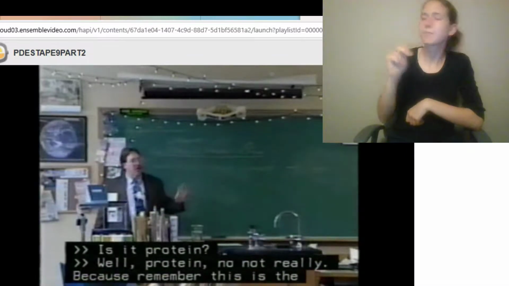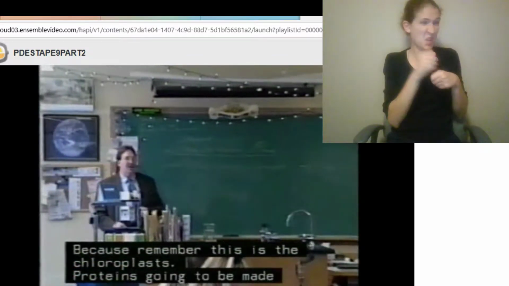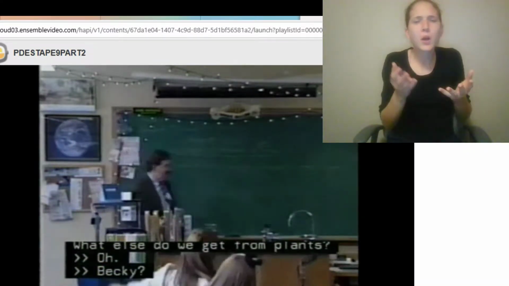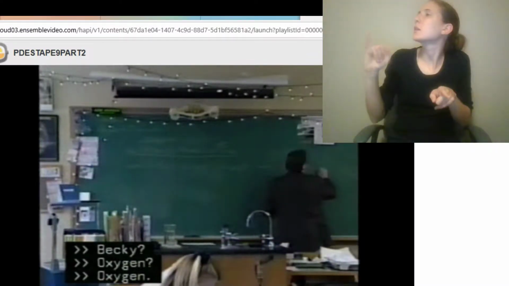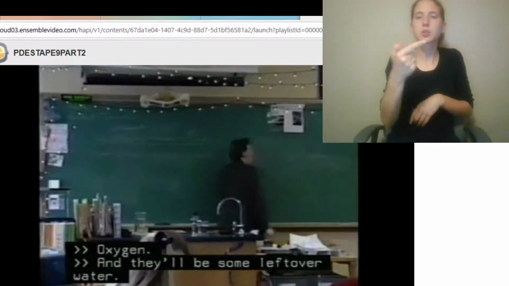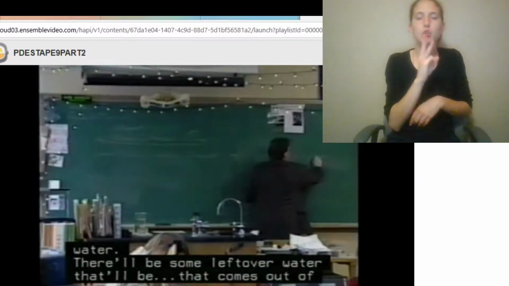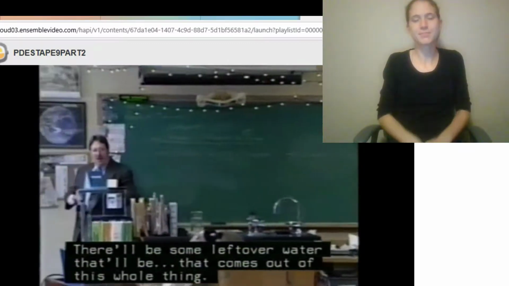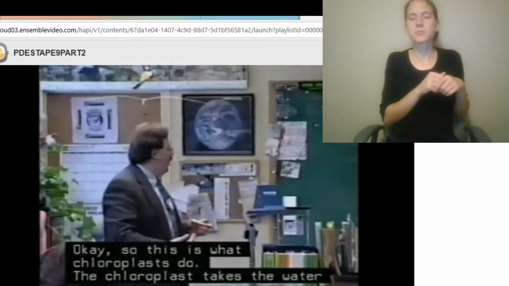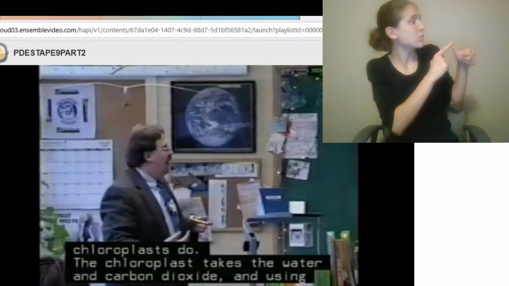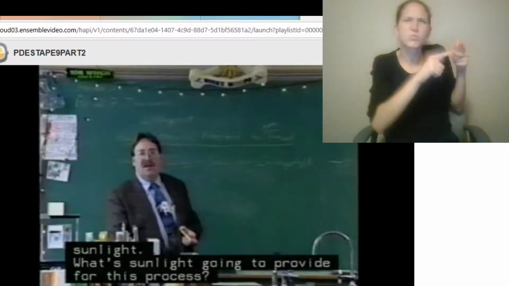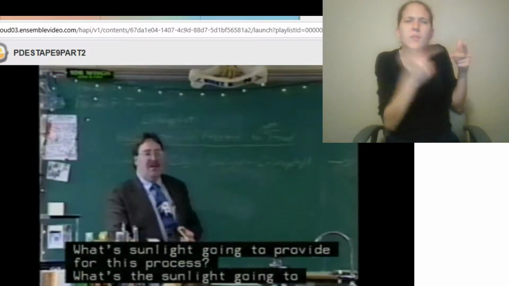Just remember, this is the chloroplast. Protein's going to be made somewhere else. Well, what else do we get from plants? Becky? Oxygen. And there'll be some leftover water that comes out of this whole thing. So this is what chloroplasts do. The chloroplast takes water and carbon dioxide, and using sunlight, what's sunlight going to provide for this process?